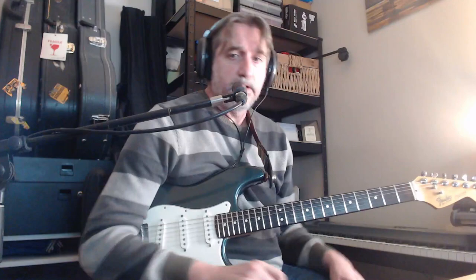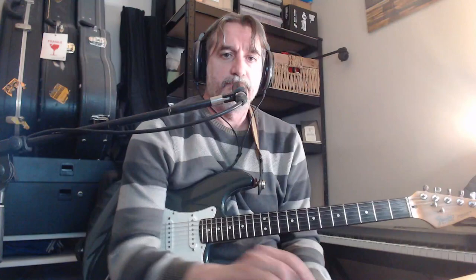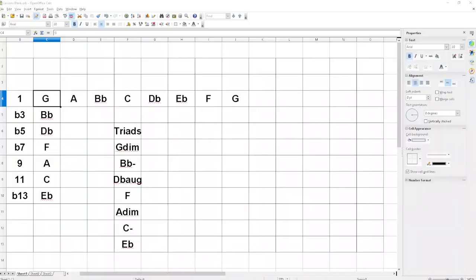Also, there's a couple of minor chords we can use, which are a tone apart. If I use B flat minor, now I'm having flat 3, flat 5, flat 7. Oh, nice. And if I use C minor, then I have the 11, flat 3, flat 13, and 1.